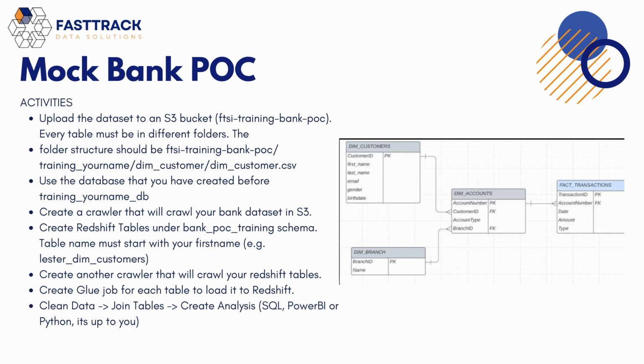Training_your_name_DB. Create a crawler for your bank dataset in S3. Create another crawler for your Redshift tables. Create Redshift tables under schema Bank_POC_training. Create a Glue job for each table to load data into Redshift.